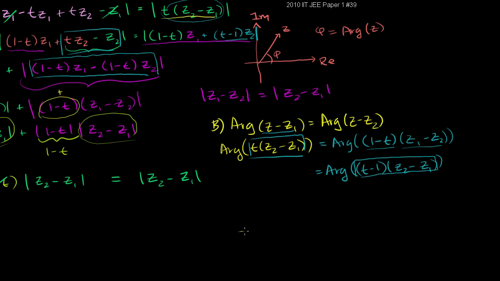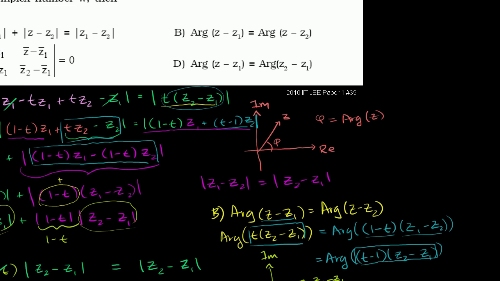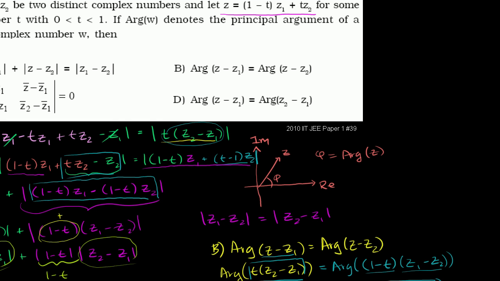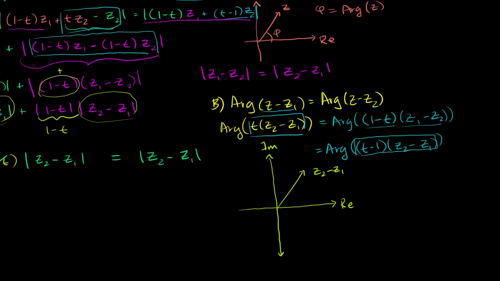Let's draw an Argand diagram. That's the imaginary axis. This is the real axis. And let's draw the vector z2 minus z1. So let's say that this right here is the vector z2 minus z1. Now what would t times z2 minus z1 look like? So t, we learned, is between 0 and 1. So it's going to be a scaled down version of z2 minus z1. So this right here would be t times z2 minus z1.